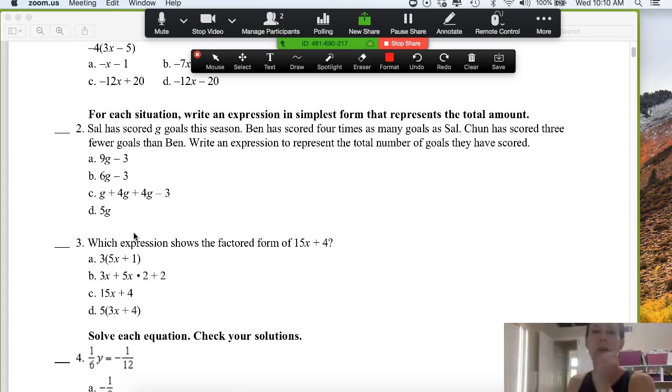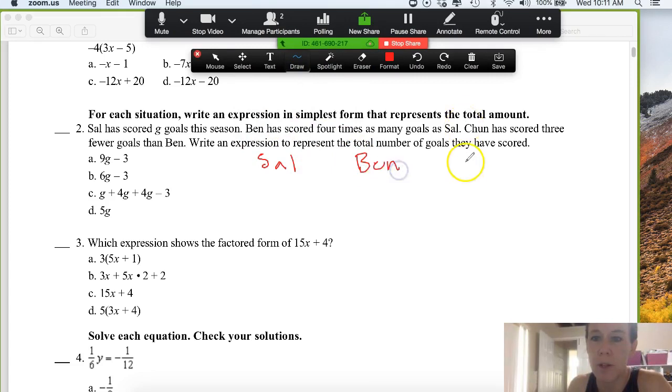Okay, Sal has scored G goals this season. Ben has scored 4 times as many goals as Sal. Chun has scored 3 fewer goals than Ben. Write an expression to represent the total number of goals they have scored. All right, so let's look at this. We've got 3 people here, right? Sal, Ben, and Chun.